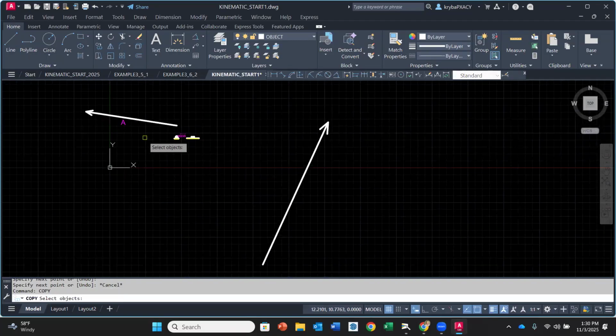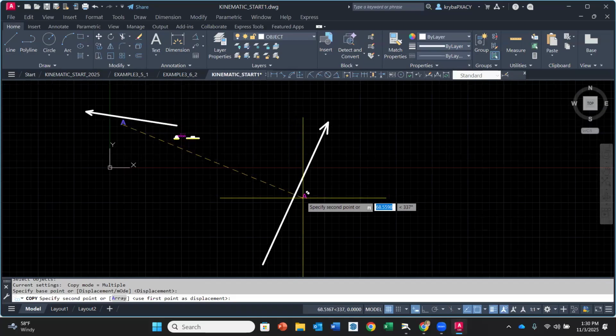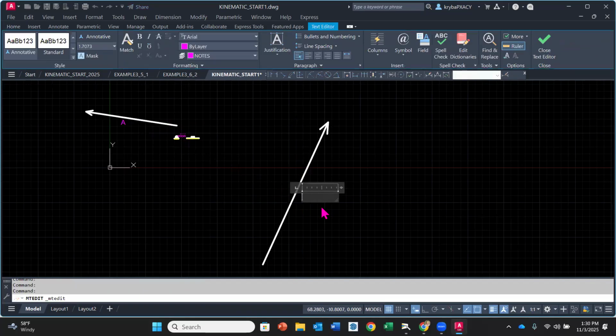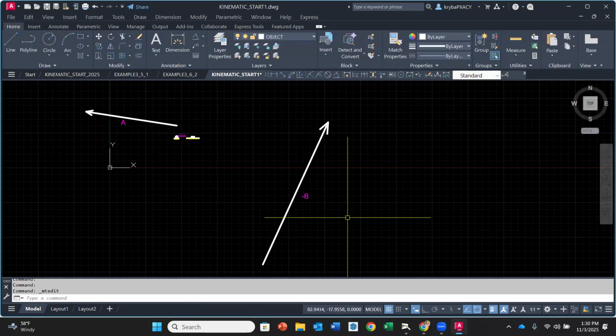So I'm going to say copy my A because I scaled that one already. And I have to put the negative out front because we switched the direction. This is negative B.